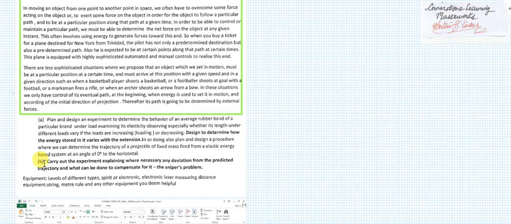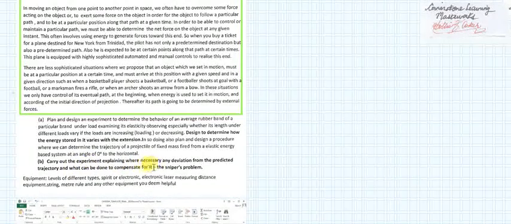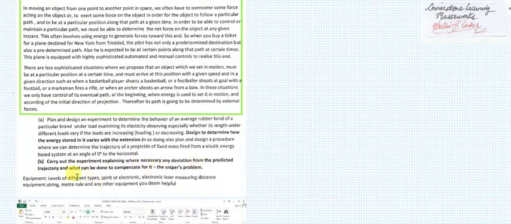Part B, which would be to carry out the experiment, explain when necessary any deviation from the predicted trajectory and what can be done to compensate for it. That's what they call the sniper's problem. Right, so what we have here now, I gave you a suggested list of equipment that you could have used. Right, so let's get on to it. Right, so let's look at the first part.